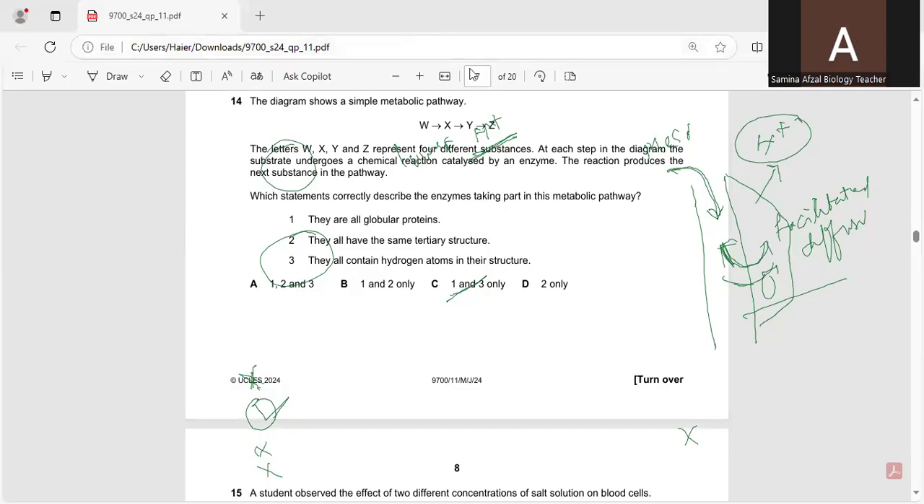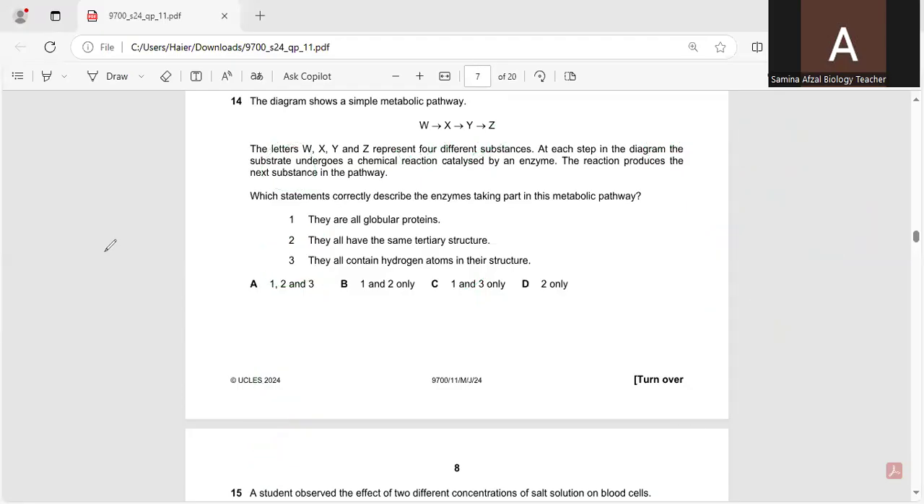In question number 14, you can see the diagram shows a simple metabolic pathway, W to X to Y and Z. The letters W, X, Y, and Z represent four different substances. At each step in the diagram, the substrate undergoes a chemical reaction catalyzed by an enzyme. So one is changed into another: W is changing into X, X into Y, and Z. They all need different enzymes to change. The reaction produces the next substance in the pathway. Which statements correctly describe the enzymes taking part in this metabolic pathway?